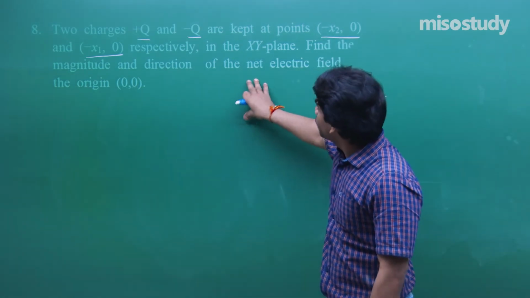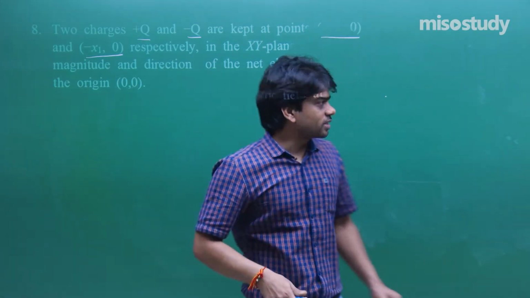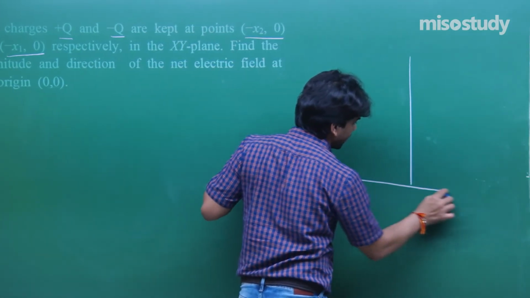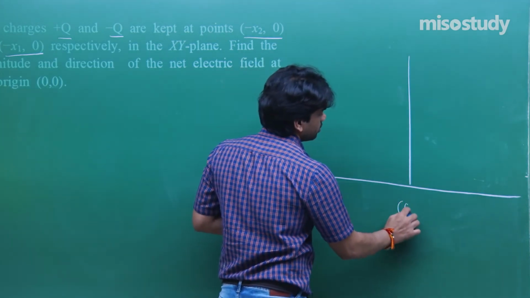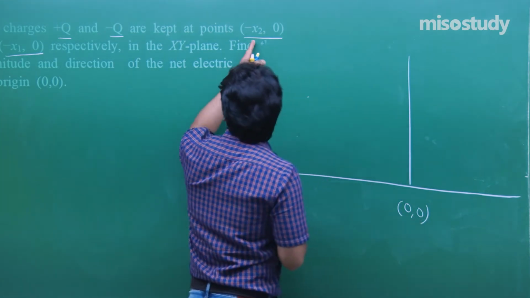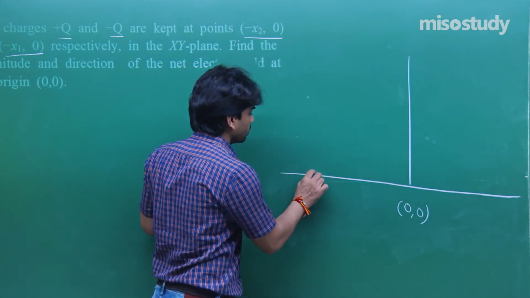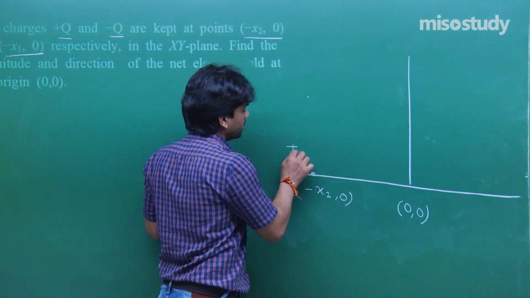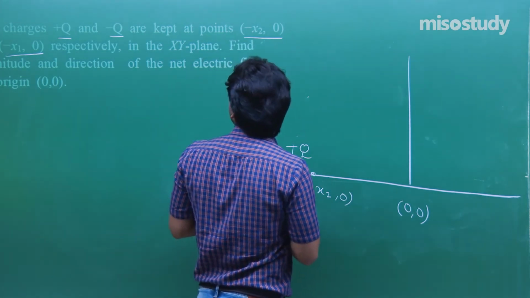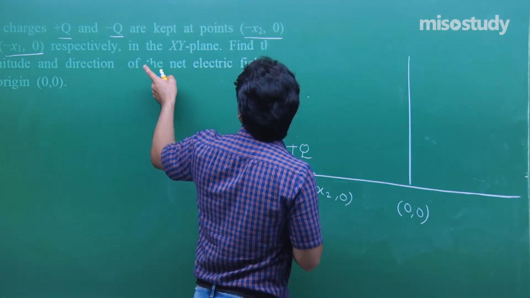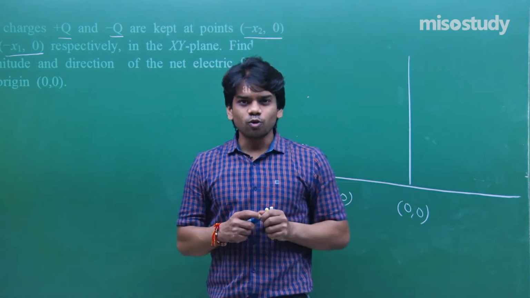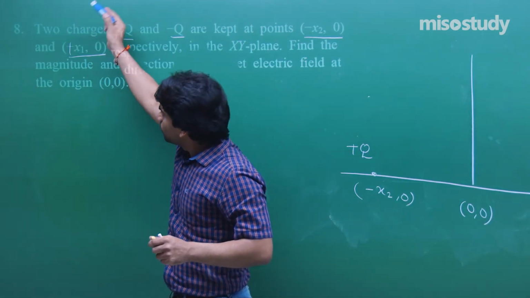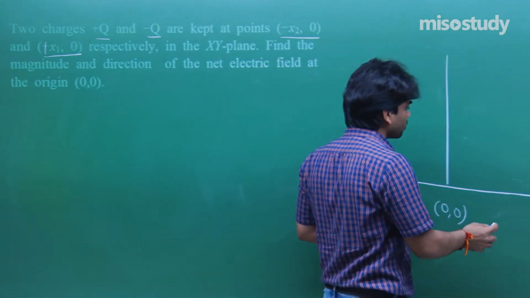Two charges plus Q and minus Q are kept at minus x2 comma 0 and plus x1 comma 0. Let me show you the position. If I explicitly show the origin, at minus x2 comma 0 we have placed plus Q, and at x1 comma 0 we have placed minus Q. You may take this as plus x1 comma 0 and things will be simple.